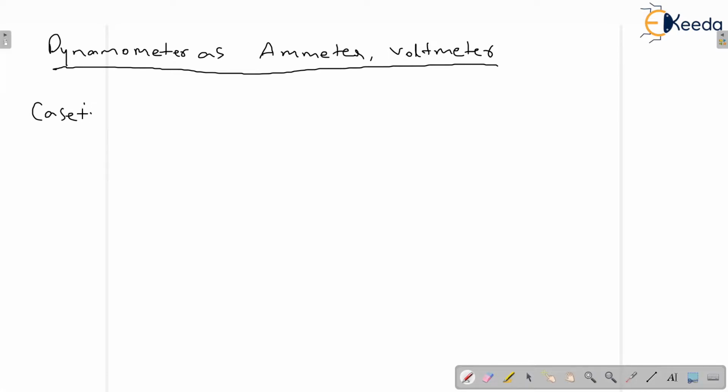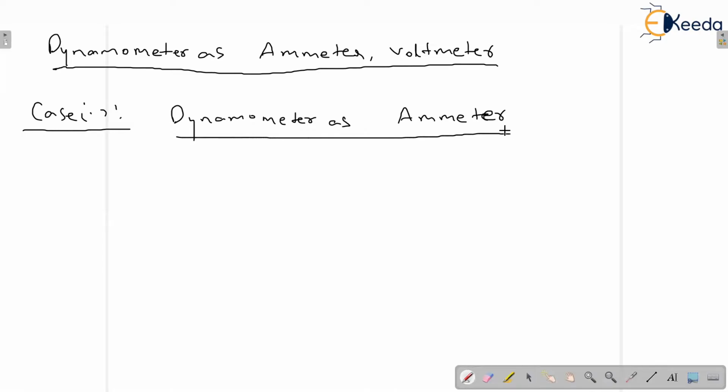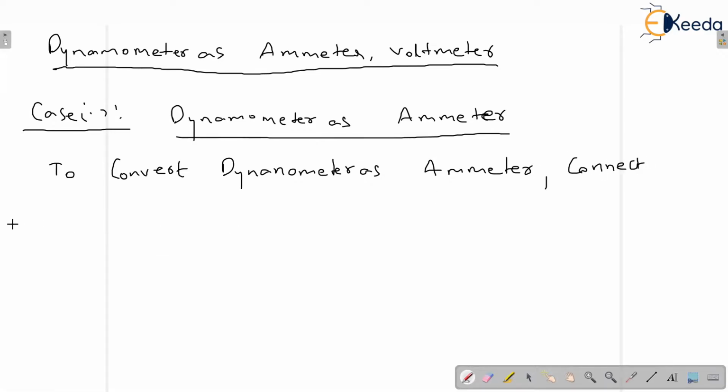First, case 1, dynamometer as ammeter. So then next, to convert dynamometer as ammeter, connect current coil and pressure coil in series.